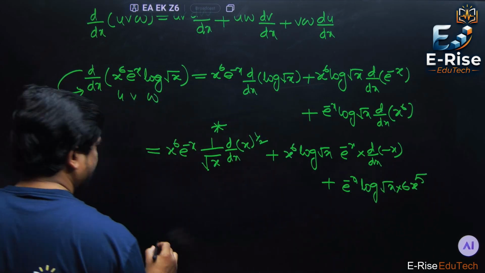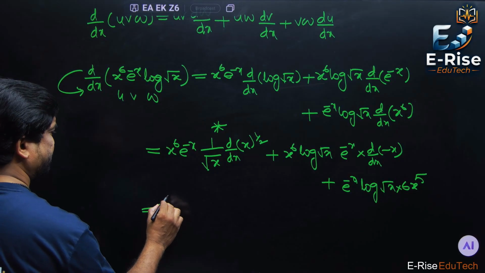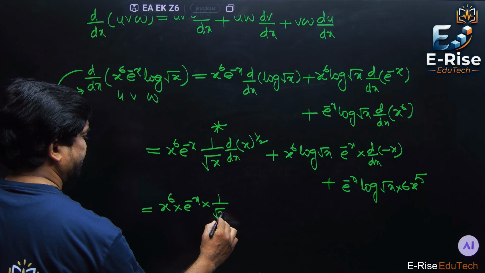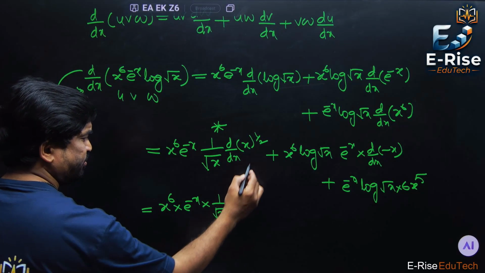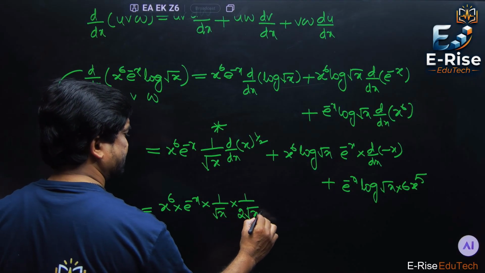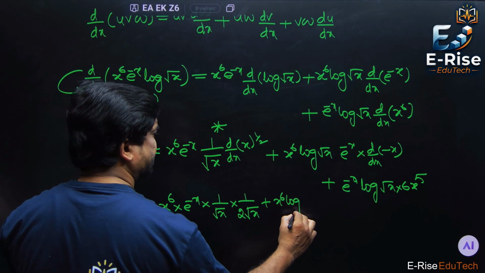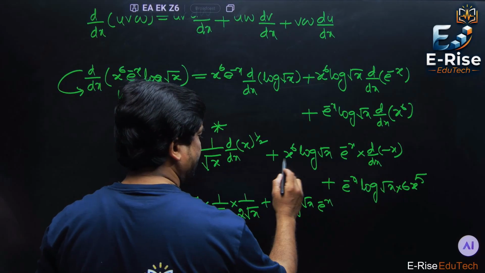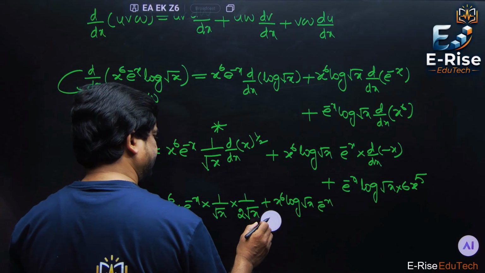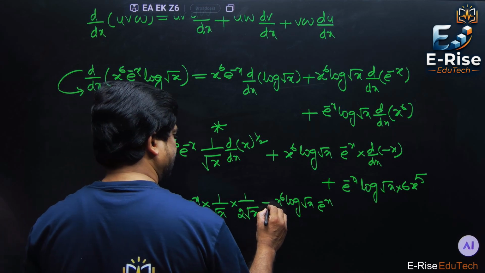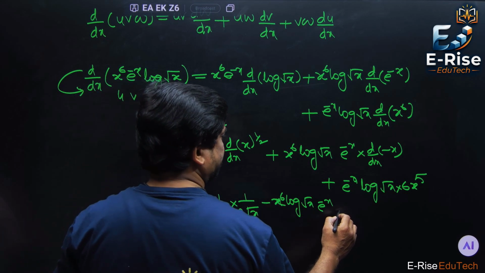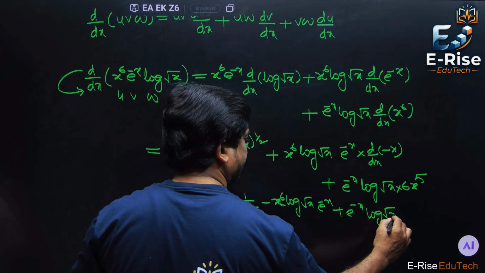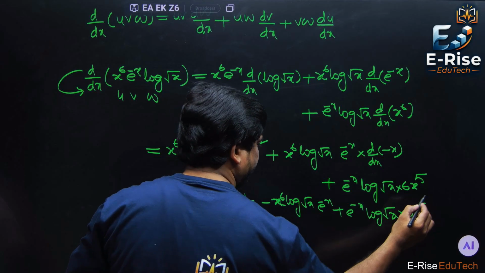So now simplify again. X to the power 6 into e power minus x into 1 by root x into d by dx of root x, which is directly substituted as 1 by 2 root x, plus x power 6 log root x e power minus x. Here minus 1, minus 1 into the whole thing becomes minus only. Minus x power. Next, this one e power minus x log root x into 6 x to the power 5.